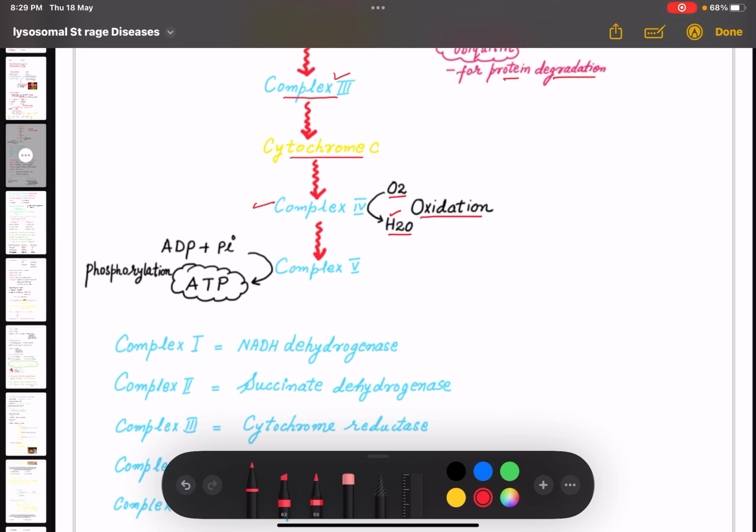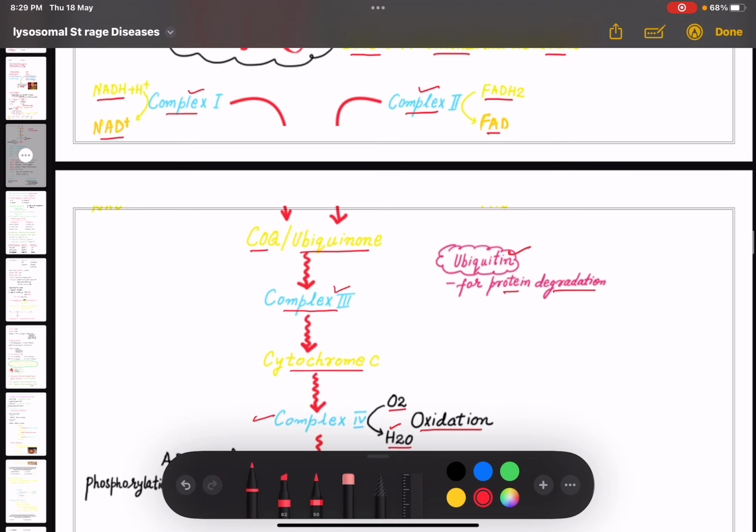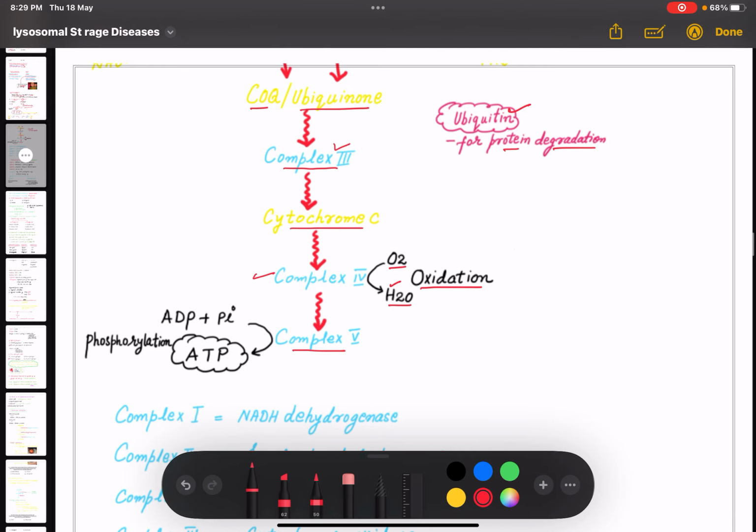We know oxidation is the addition of oxygen, and this process is very important: oxidation is occurring at complex 4. Now at complex 5, what you need to know is that the movement of hydrogen results in the formation of ATP. At complex 5, ADP plus inorganic phosphate is converted into ATP, and this process is known as phosphorylation. That's why the electron transport chain is also known as oxidative phosphorylation. Phosphorylation is occurring at complex 5 and oxidation is occurring at complex 4. These are both important points which I want you to remember.